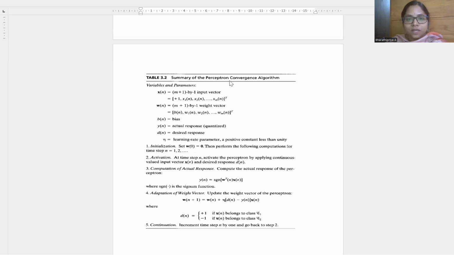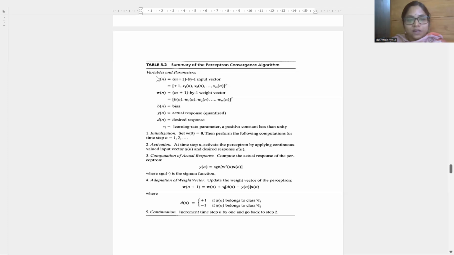So, what is the concept behind the perceptron convergence algorithm? The perceptron convergence theorem states that if the training data is linearly separable, the perceptron learning algorithm will converge to a solution in a finite number of steps. This means the algorithm will eventually find weights that correctly classify all the training samples. Then we'll see what the steps are under the perceptron convergence theorem.